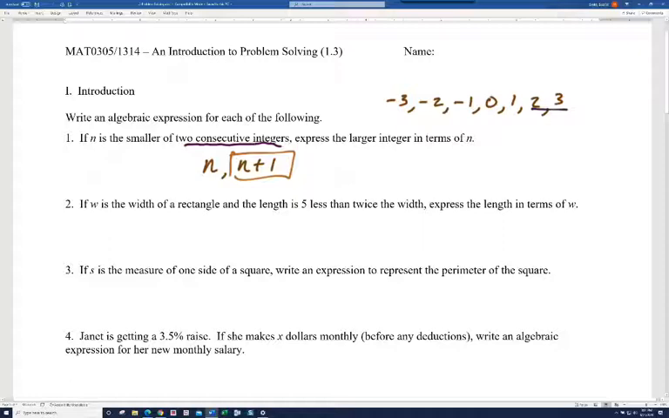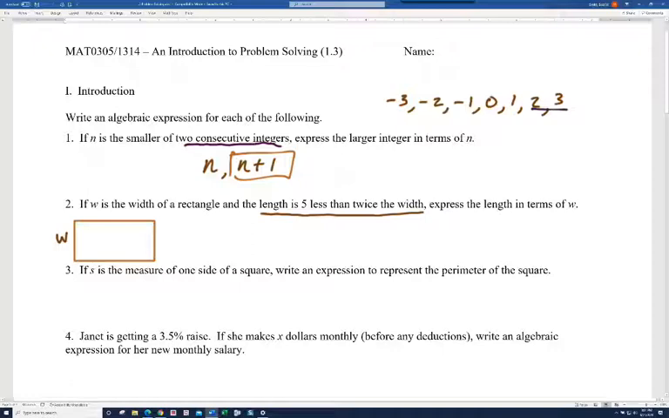All right, so on number 2, the first thing I would encourage you to do is draw a rectangle, since this deals with the rectangle. And we normally let the width be the shorter length. That's kind of a traditional approach. Now, it really doesn't matter as long as you're consistent as you're labeling things, but we're going to generally let the width be the shorter side. Now, notice here it says the length is 5 less than twice the width.